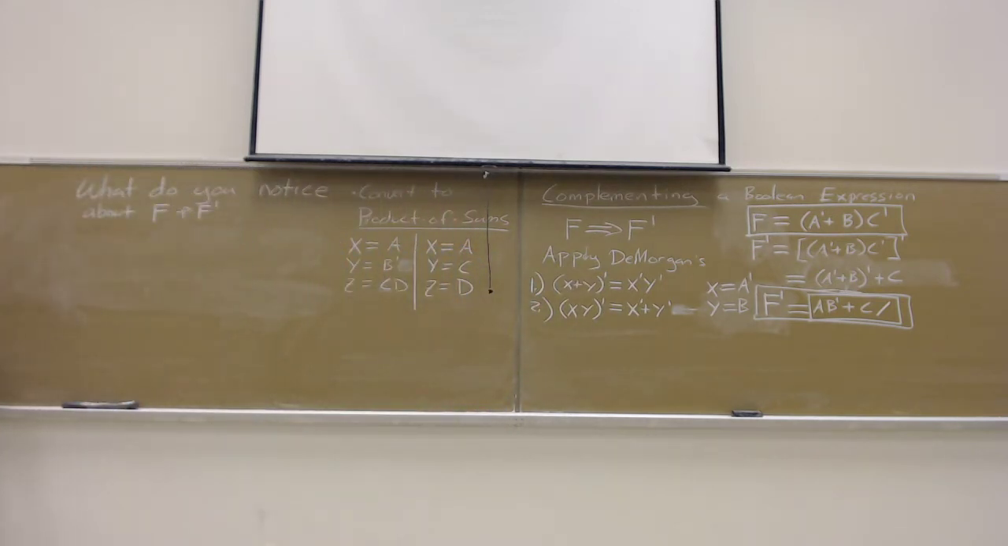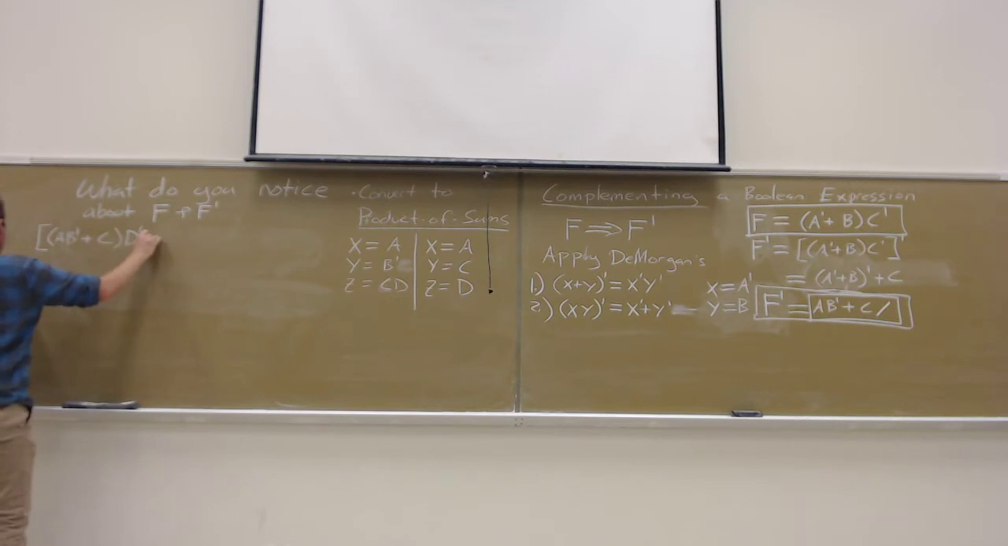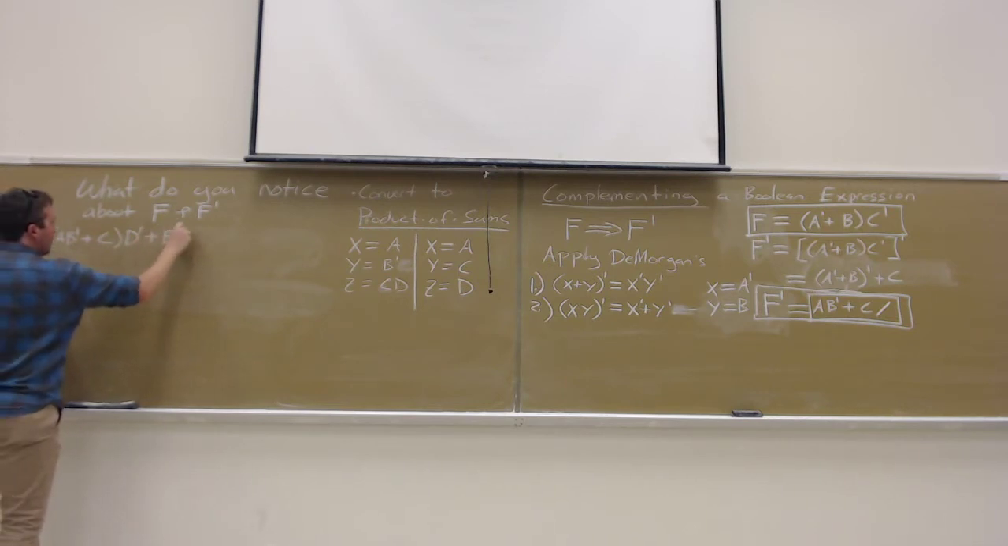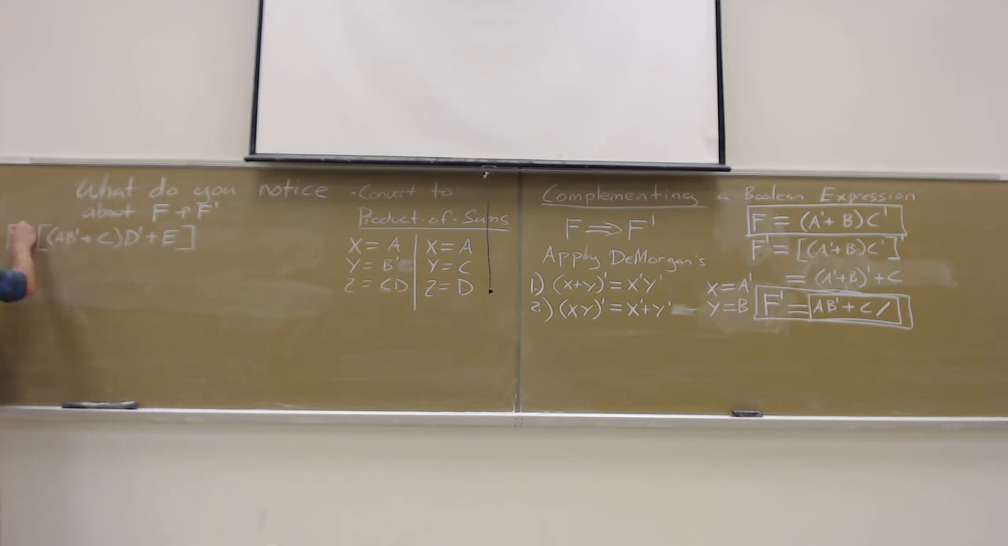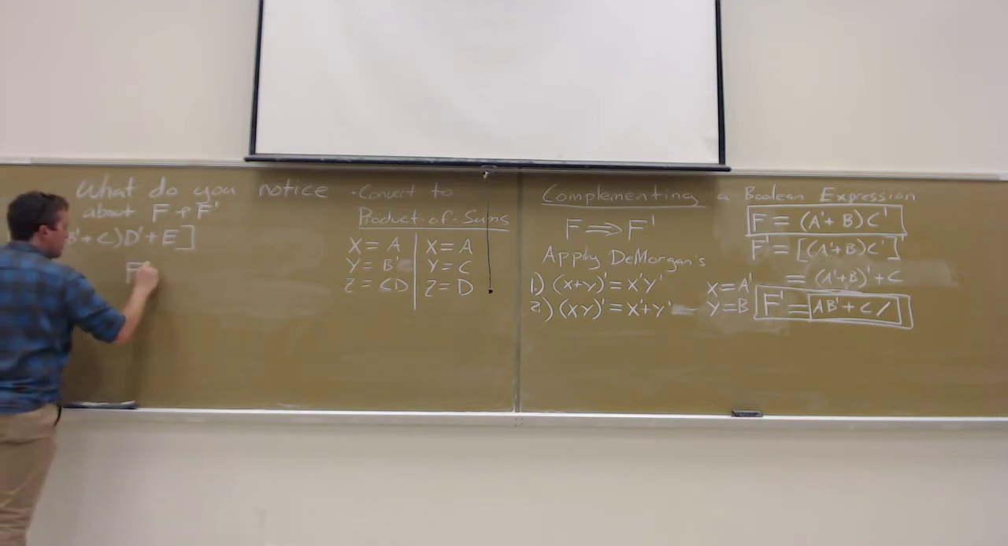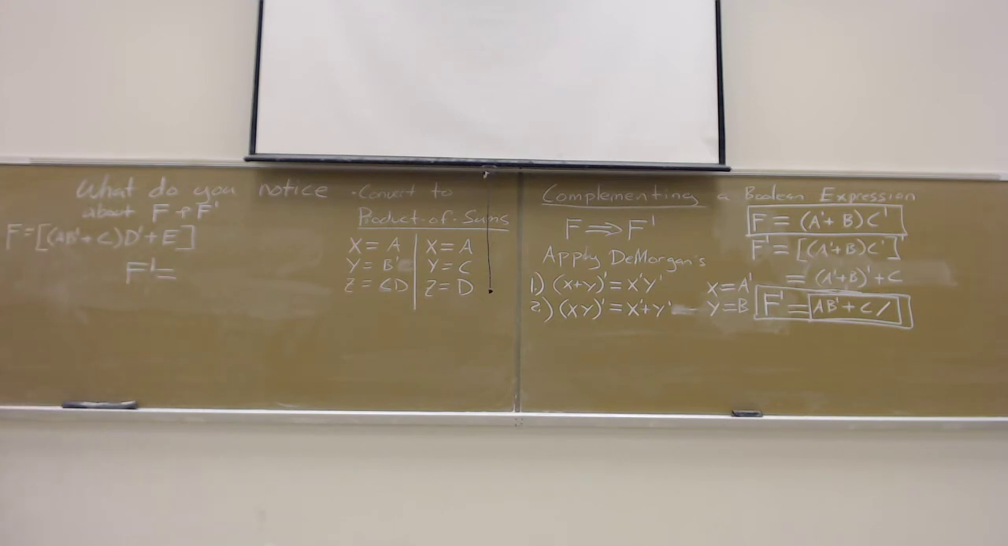So if I give you a function like this, let's say F equals A and B prime or C, and D prime or E, right? That one might be cut off. That's F. What does F prime equal? Can anyone do it just in one shot?